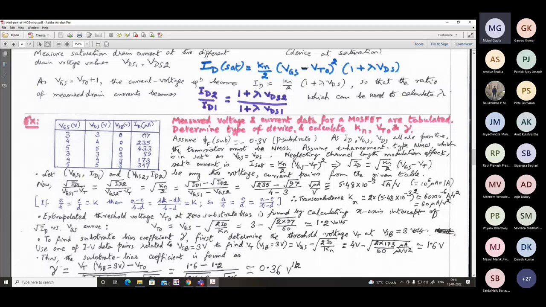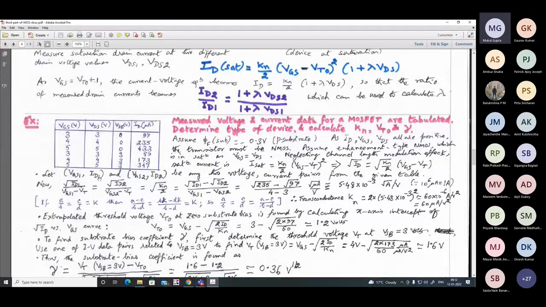Now assume that the electrostatic Fermi potential for the substrate, phi substrate, is minus 0.3 volt. As ID, the drain current, gate to source voltage, and drain to source voltage are all positive, the transistor must be NMOS. That is your inference. Assume enhancement type NMOS, which is in saturation as VGS equals VDS. Neglecting channel modulation effect, saturation current may be written as: root over ID equals root over Kn by 2 into VGS minus VT.